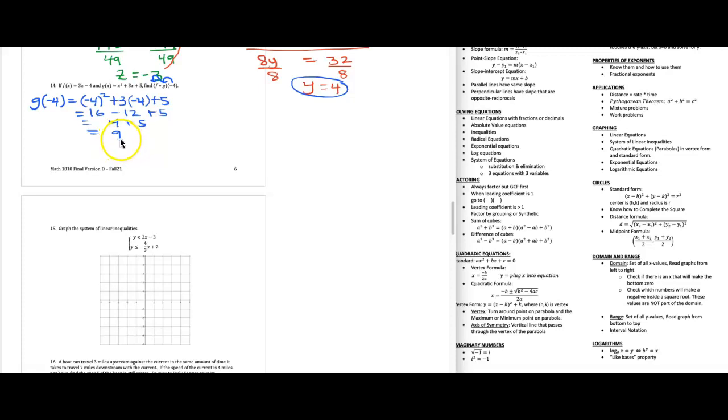Now I need to take that answer, that 9, and put it into my f function, right? So now I'm trying to find what is f of 9. Well, my f function is 3x minus 4, so I'm going to have 3, and then in place of x, I'm going to put a 9 this time. 3 times 9 minus 4, so it's going to be 27 minus 4, which is going to give me 23. So that would be my answer. So take that -4, put it into the g function because that's the one that's closest to what we're doing there. Then take that answer, put it into the f function.